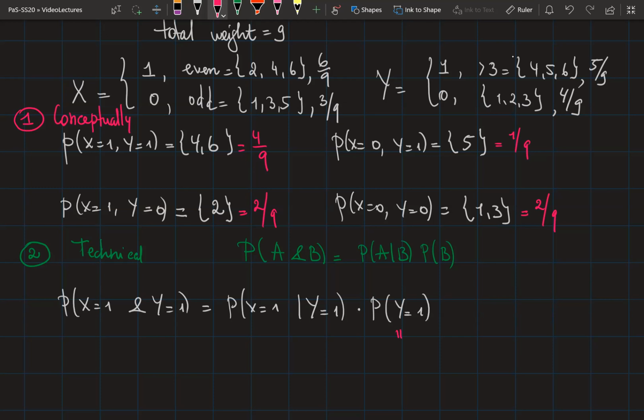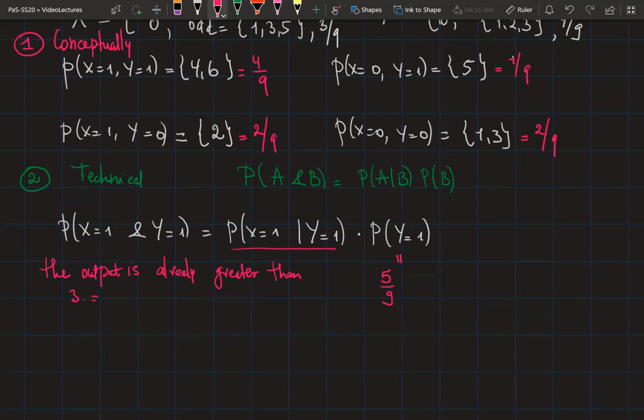It means that the output should be greater than 3, right? It's already given that it is equal to 5/9. But the probability of X equal to 1 when Y is equal to 1 is slightly different. So what does this probability mean? The output is already greater than 3. So there are only 3 options, right? Either 4, 5, or 6.